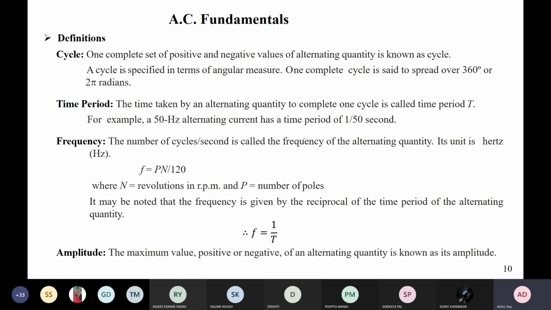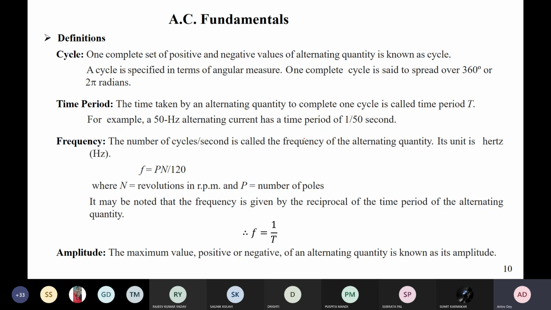So for our AC supply, we have a 50 hertz alternating current, which means it has a time period of 1 by 50 second, which is 20 millisecond. Frequency is the number of cycles per second, or in 1 second how many complete cycles can be completed by a signal is known as frequency.